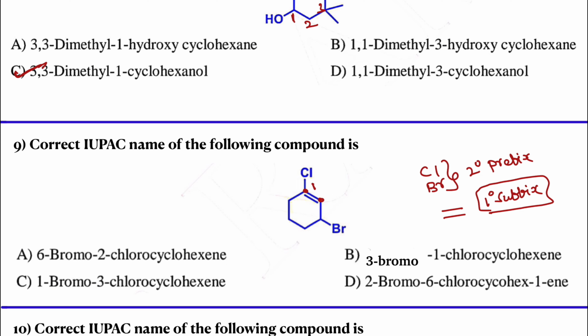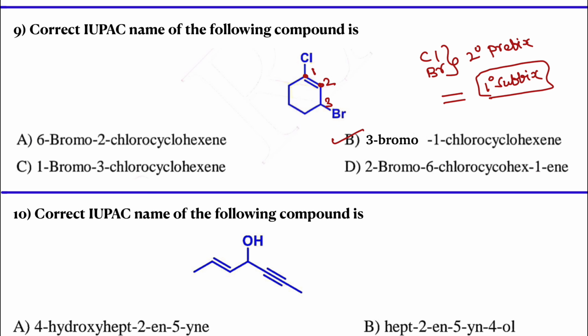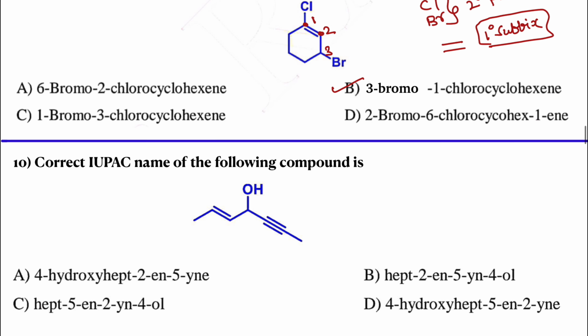So accordingly, this is the first carbon, second carbon and third carbon. So two prefixes we have, they must be in alphabetical order. So 3-bromo, 1-chloro, cyclohexene. So here this is saying 2 bromo, this is wrong, 1 bromo wrong, 6 bromo wrong, it is 3 bromo. 3-bromo-1-chlorocyclohexene. The correct answer will be B.